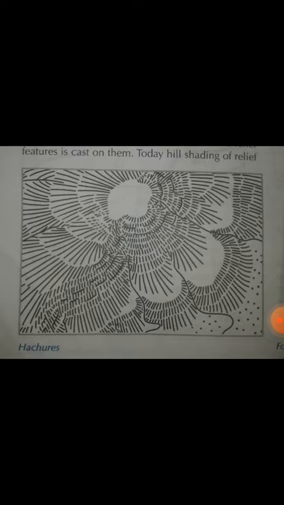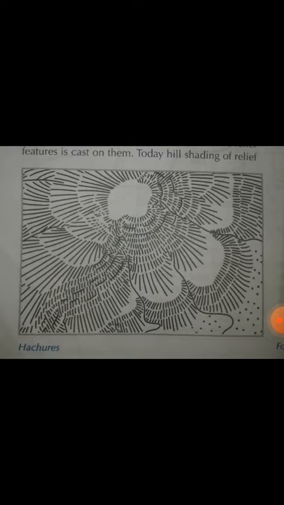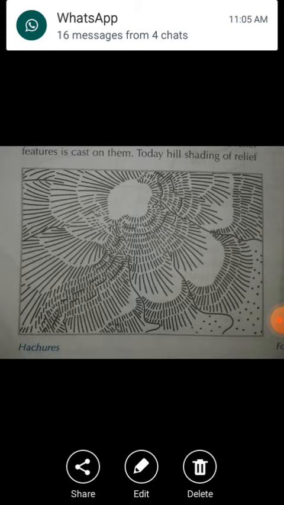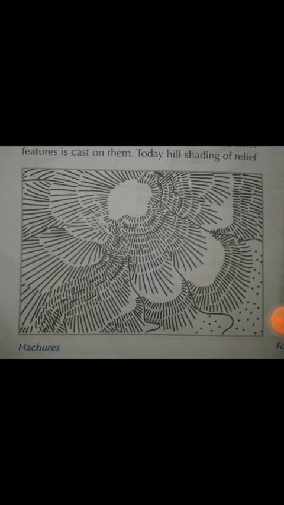So in hachures, there are three types of lines: thick, thin and blank. Gentle slopes are indicated by thin lines, not thick, and steep slopes are indicated by thick lines, and plains are represented by blank.